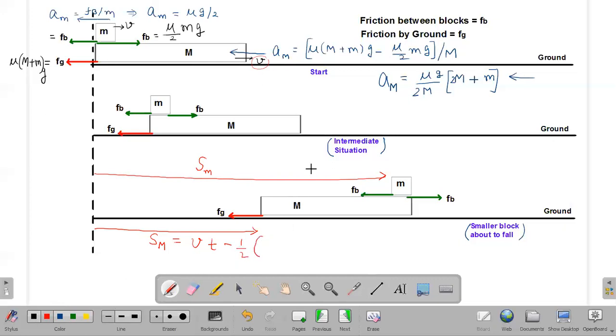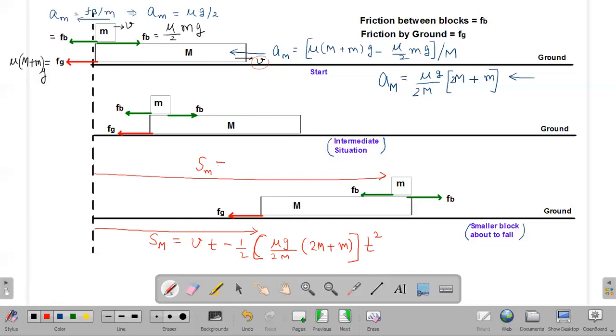and here I will use the acceleration of capital M mass. Acceleration of capital M mass, I can use mu g divided by 2 times capital M, and inside bracket I have 2 times capital M plus small m. That is the displacement into t square done by the lower block.